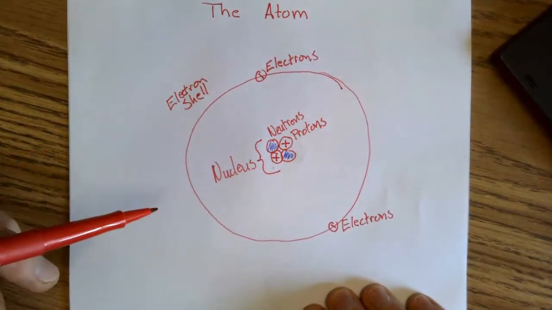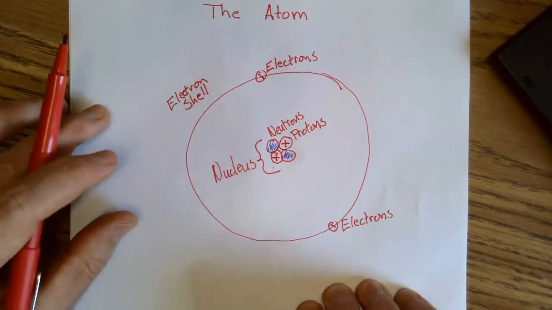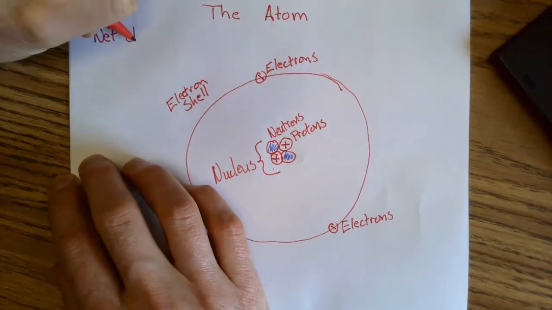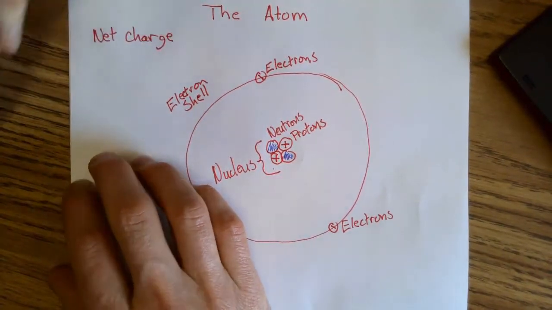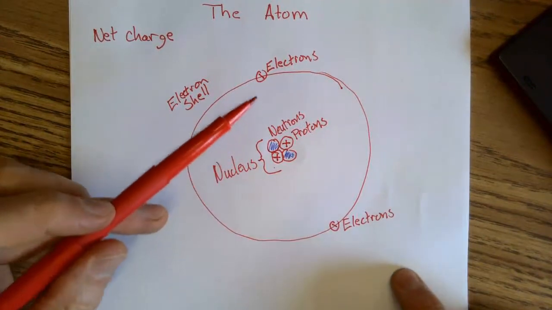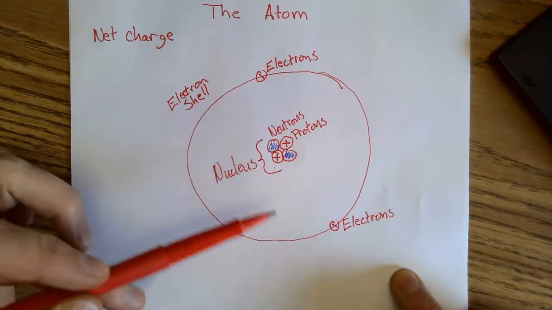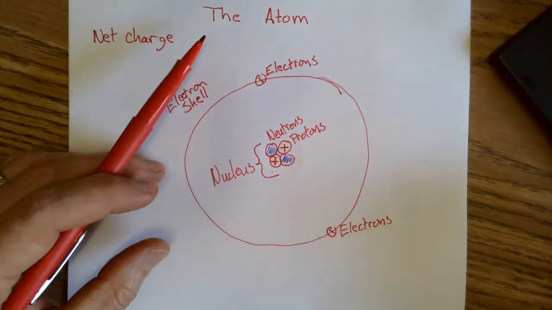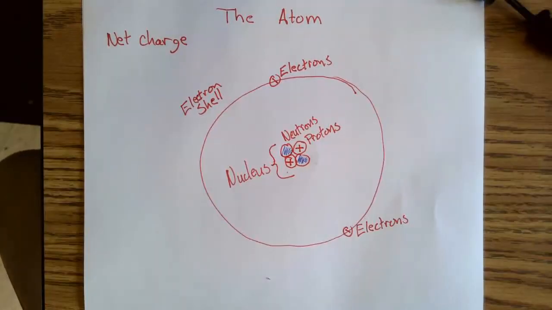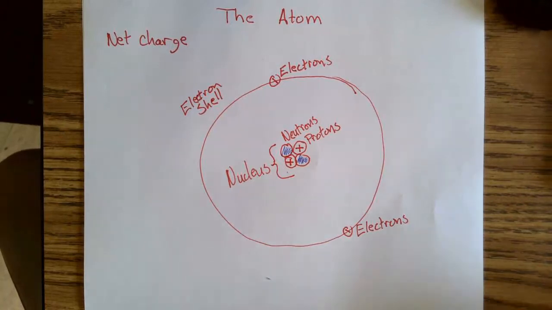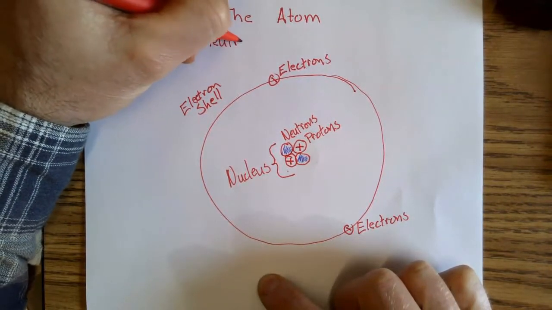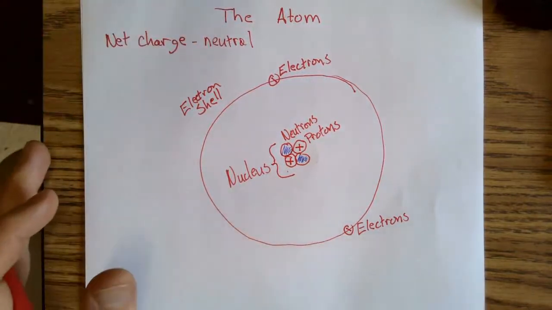Guess what, ladies and gentlemen? This atom has a net charge. Okay, there's a word for you. A net charge of neutral, nothing, of 0, because the two positives balance out the two negatives. So, as you can see, this particular atom is neutral. The net charge would be neutral. The whole atom is a neutral atom.